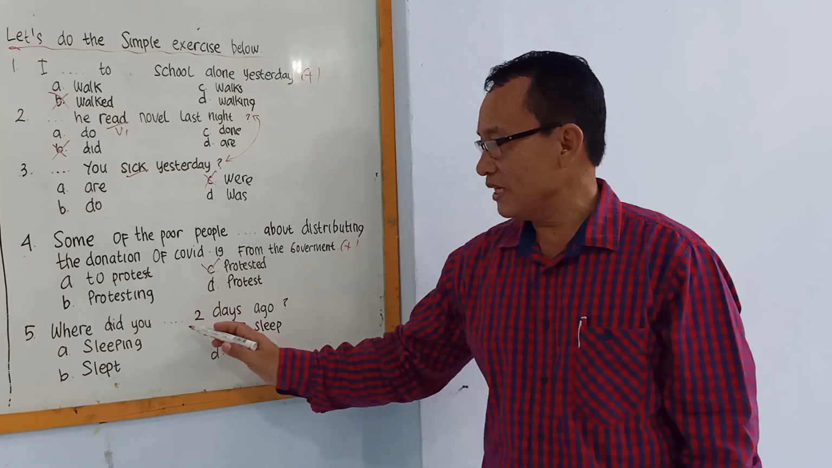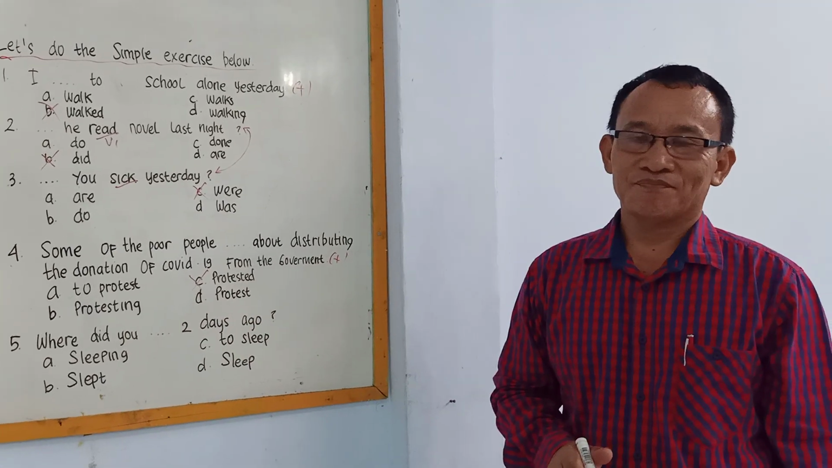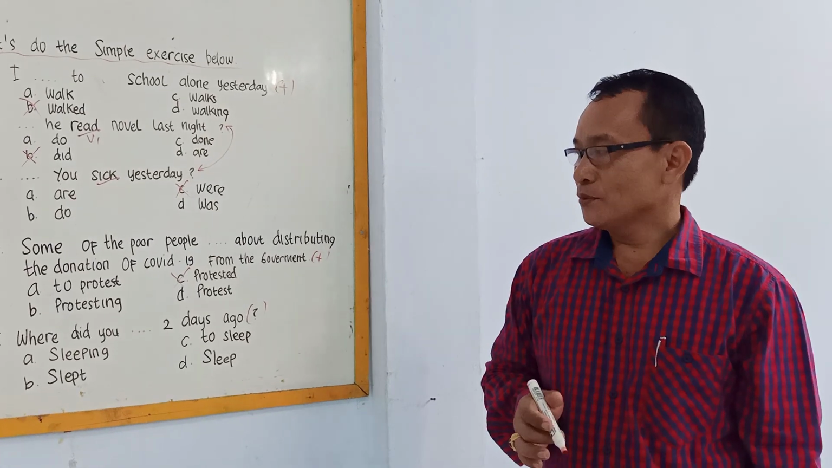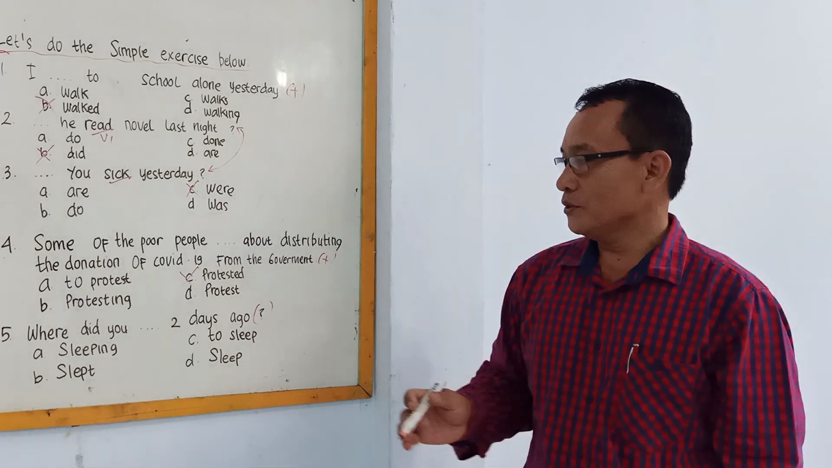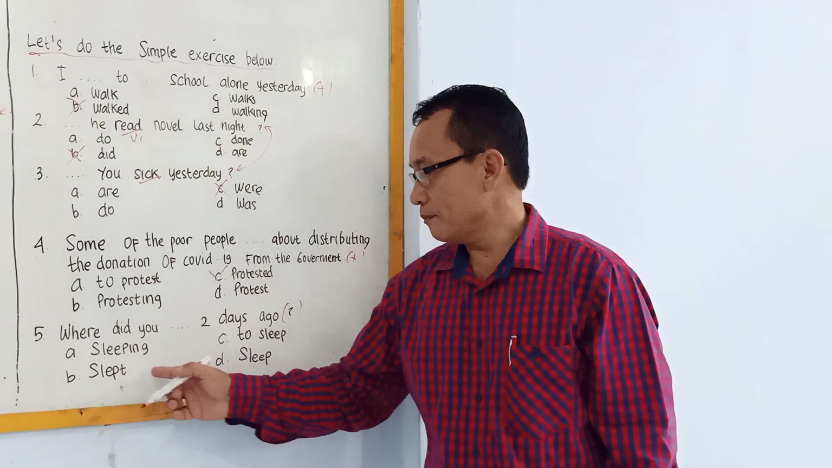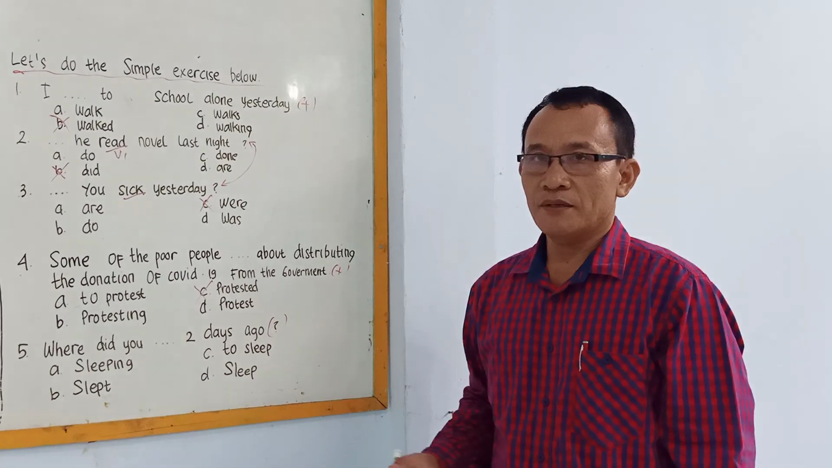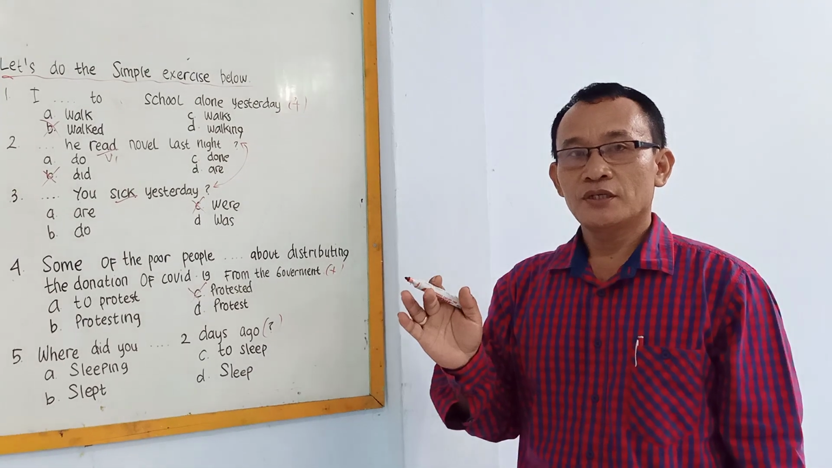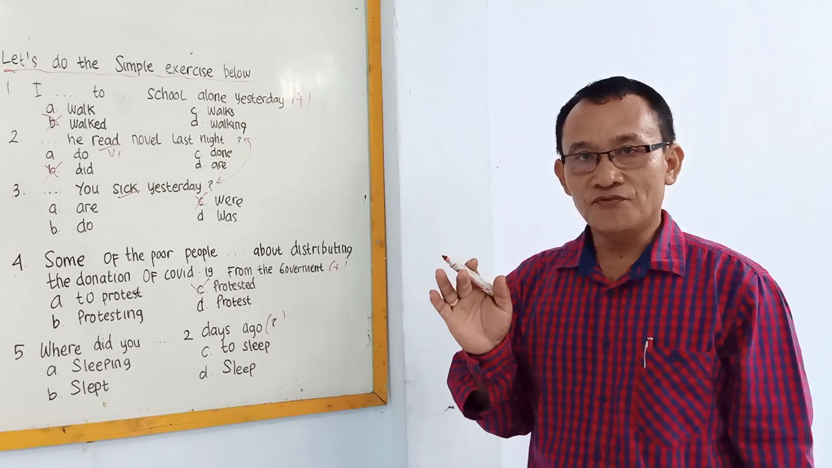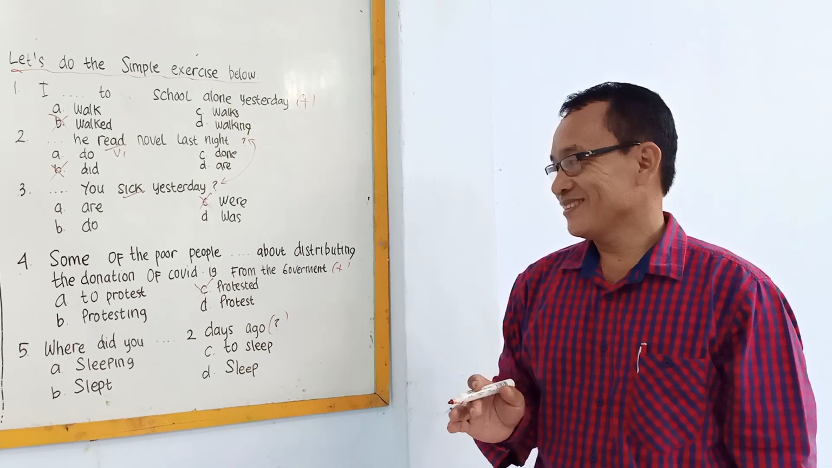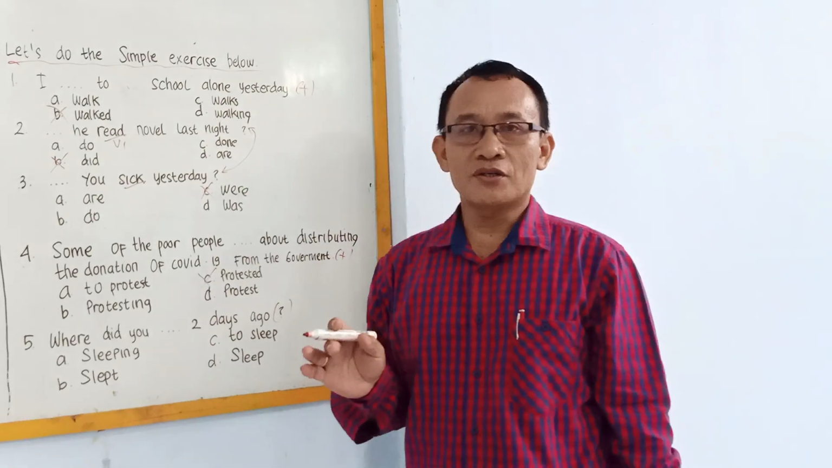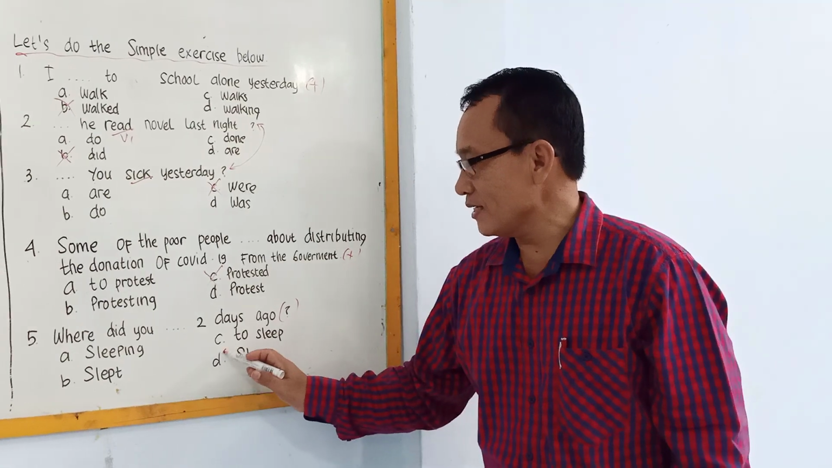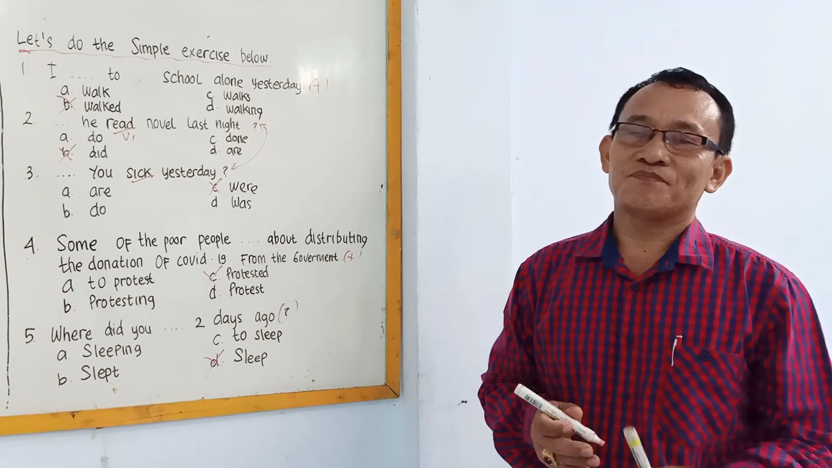Well, the last one, students. Where did you blank blank blank 2 days ago? Question, right? Sleeping, slept, to sleep, or sleep. Remember, interrogative or question, you must use verb 1, yes-no question or WH question. So which one? That's right. Sleep.